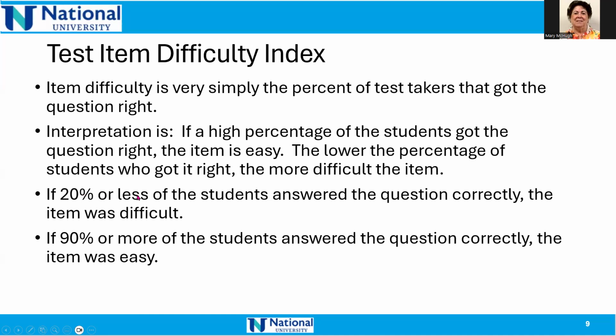So if 20% or less of the students answered the item correctly, the item was very difficult. They kind of look at difficulty in that way. If 90% or more of the students answered the question correctly, the item was easy. So item difficulty is a real simple concept.